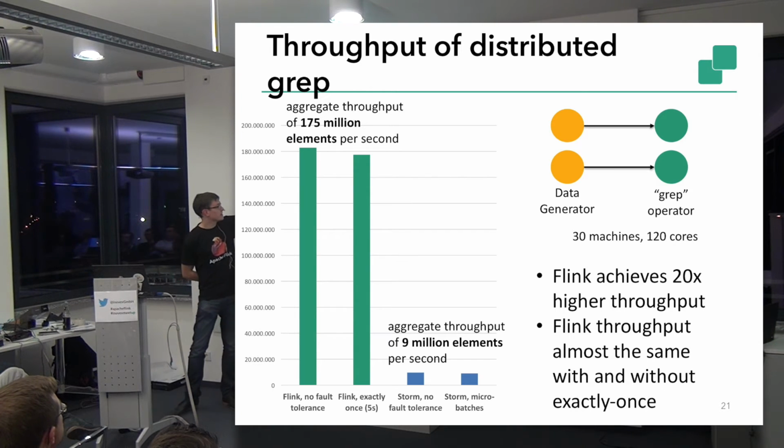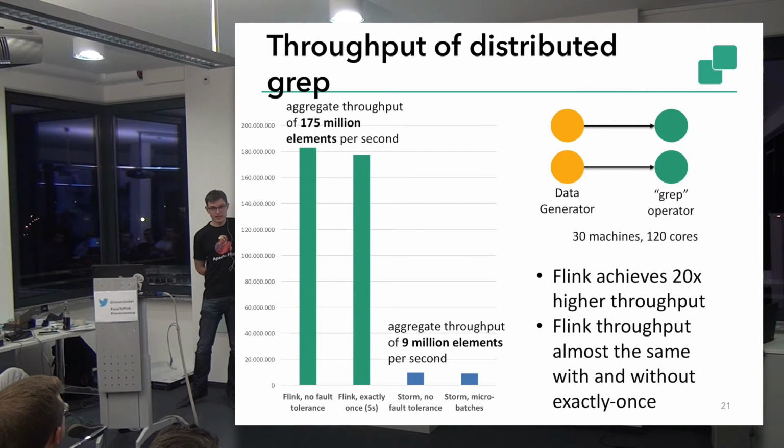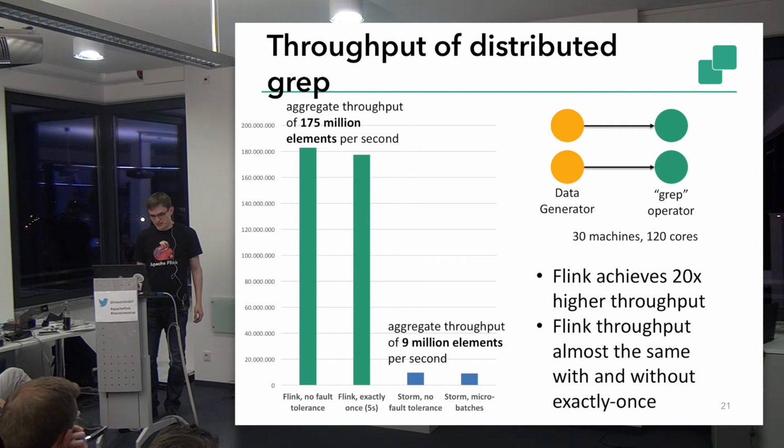You can also see the difference between these two bars is that here we have exactly once enabled, so we do checkpoints every 5 seconds. Here we don't have any fault tolerance. And you see that the performance is almost the same. So the impact is not much when enabling guarantees or not. But the state is also extremely small in this case, so it's not really relevant.